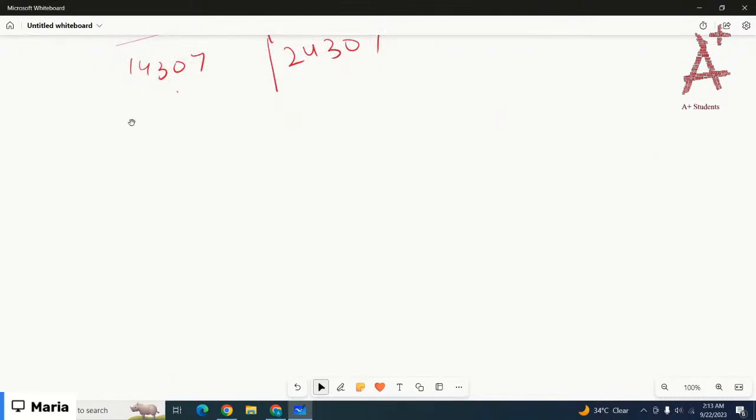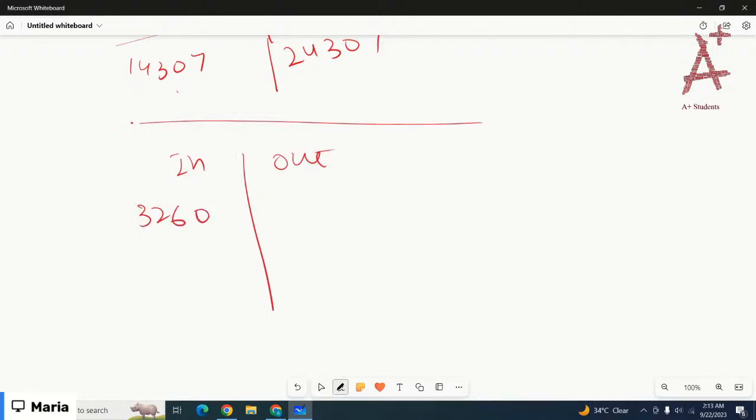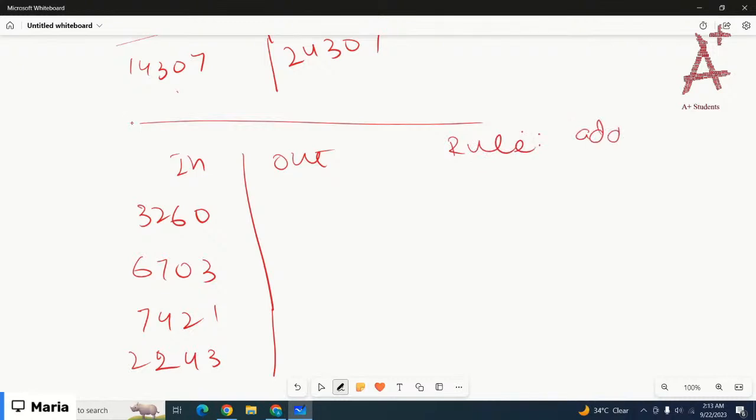The input values are 3,260, 6,703, 7,421, and 2,243. And you have to calculate the output value. The rule you have to apply is you have to add 1,000, right? That means you have to add 1,000 to each input value to get the output value, right?